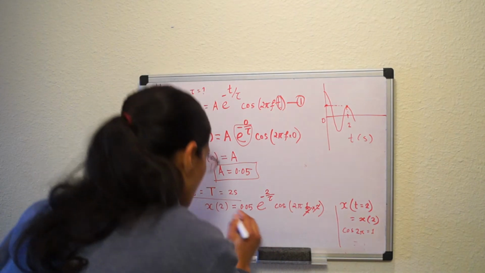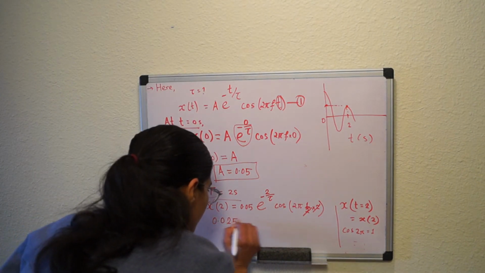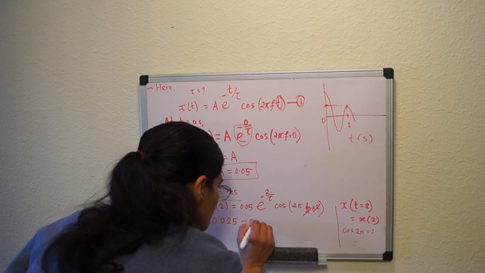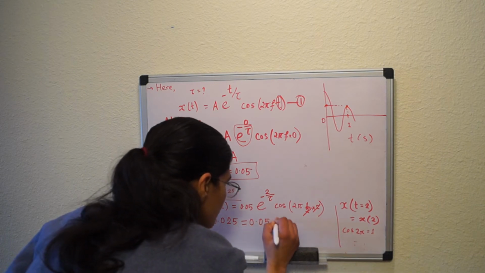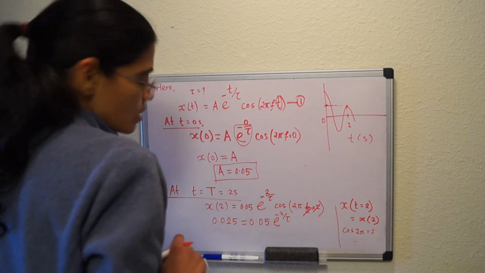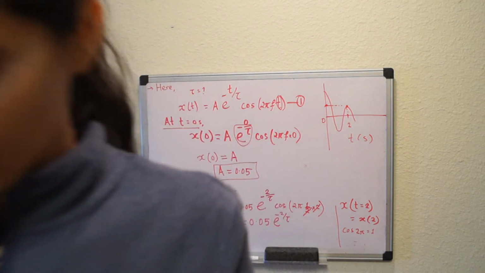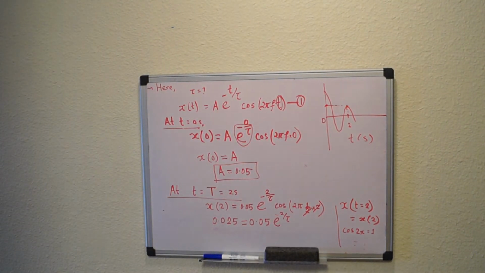I'm going to leave that there for a moment. So this is 0.025 equal to 0.05 e to the power minus 2 by tau. This part is already 1. Guys, let me check whether it is recording my video or not. Alright, this is still recording, good.